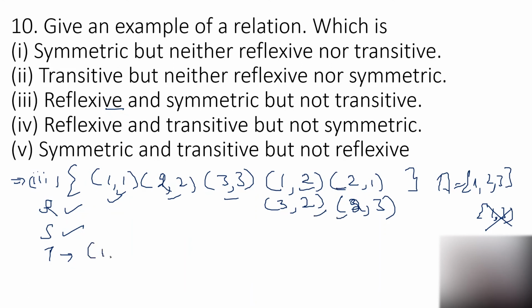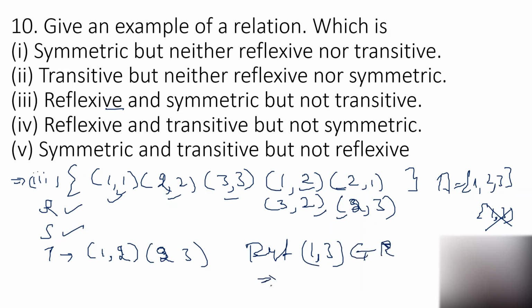Why is it not transitive? As (1,2) belongs to R, and (2,3) belongs to R, but (1,3) does not belong to R. Therefore, this is not transitive. There is (1,2) and (2,3) in R, but (1,3) does not belong to R. It's not transitive. Next is the fourth question.